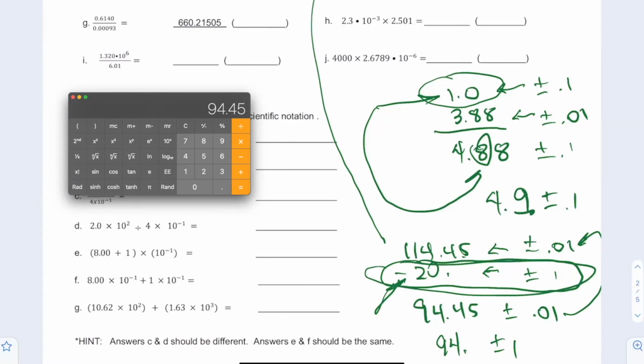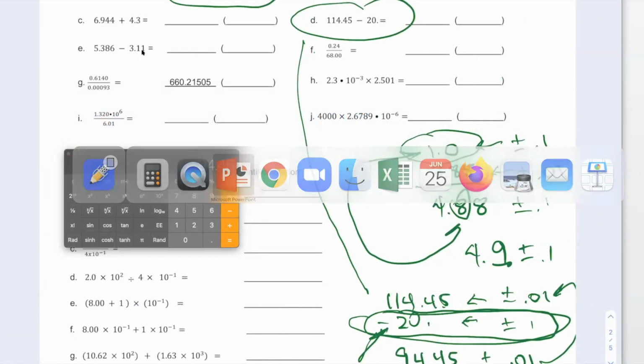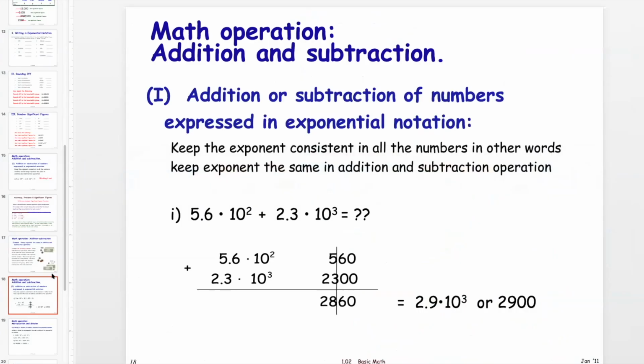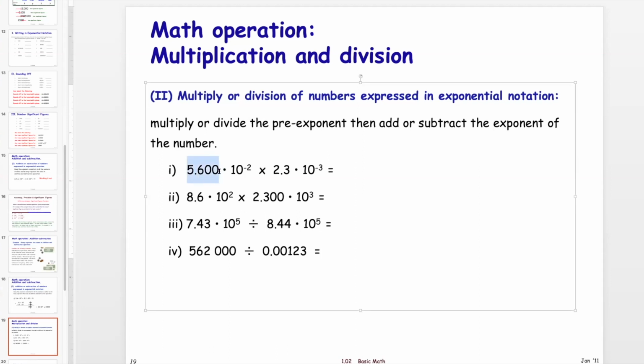Okay, now let's go with multiplication and division. Multiplication and division is super easy because you don't have to know the difference between precision and you just have to know significant figures. So let's take a look at this right here. I have 5.600 times 10 to the minus second times 2.3 times 10 to the minus 3. How many significant figures does 5.600 have? What do you guys think?